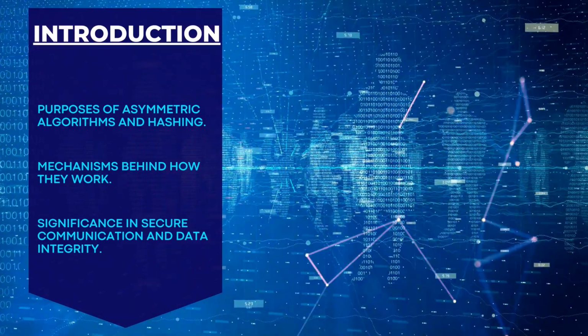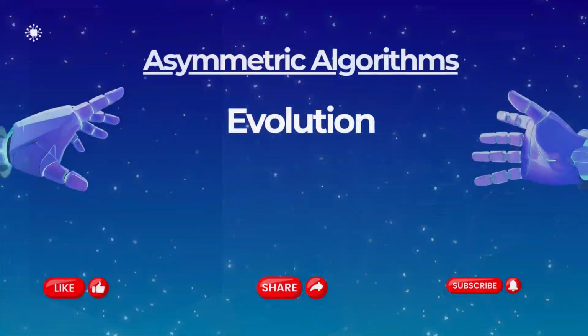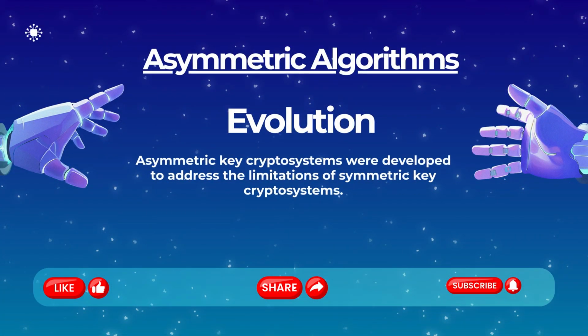Now, let's jump into the world of asymmetric algorithms, the superheroes of modern cryptography. So here's the deal. Asymmetric key crypto systems were developed to fix the issues found in the older symmetric key systems. In symmetric encryption, both parties need to share the same key to encrypt and decrypt data. But here's the problem. How do you share that key securely in the first place? That's where asymmetric algorithms come in. Let me break it down into bite-sized points.